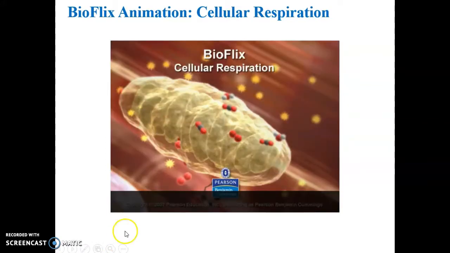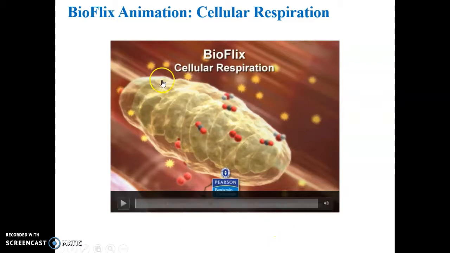So the narrator there went at a pretty fast pace. Of course, you can watch this on your own again and stop it and rewind a little bit and watch it. We're going to go through these steps step by step, but the nice thing about the video is it's a nice visual representation of cellular respiration, and you can refer back to it as needed as we continue this topic.